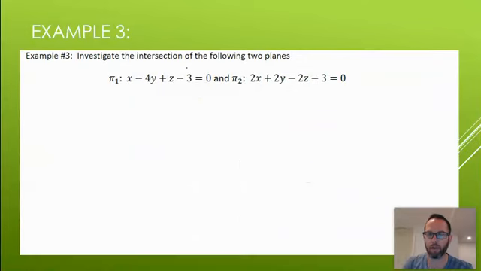If you look at these two, clearly the normals here are not collinear. So these two planes are going to meet in a line. And how can we find the equation of that line? I'm going to show you.